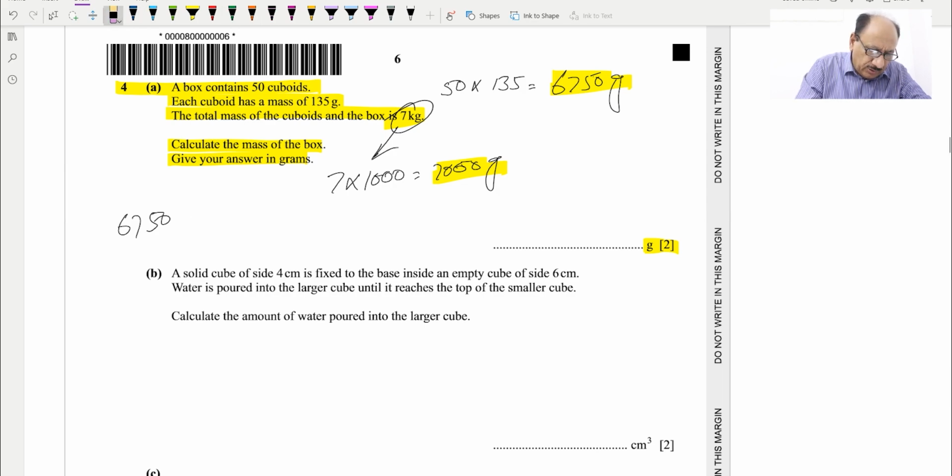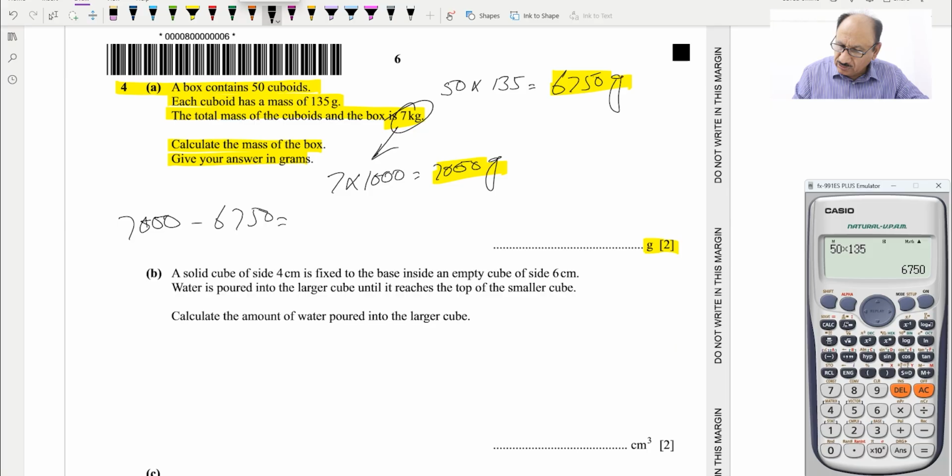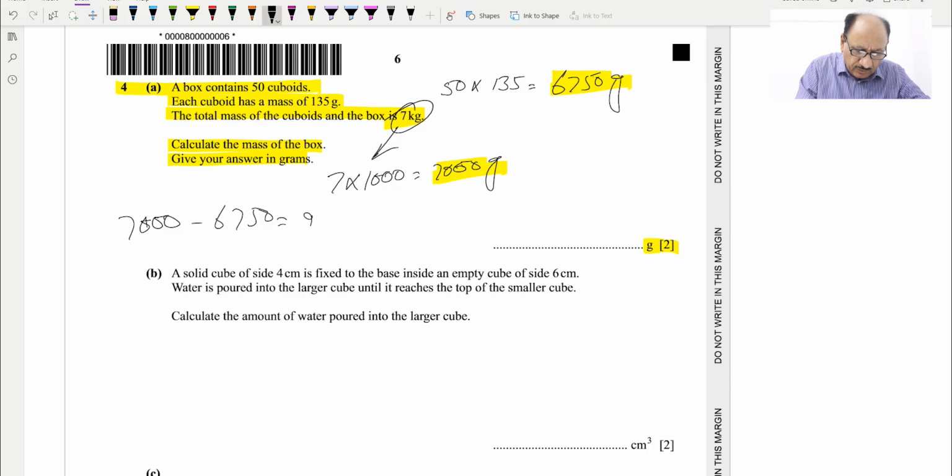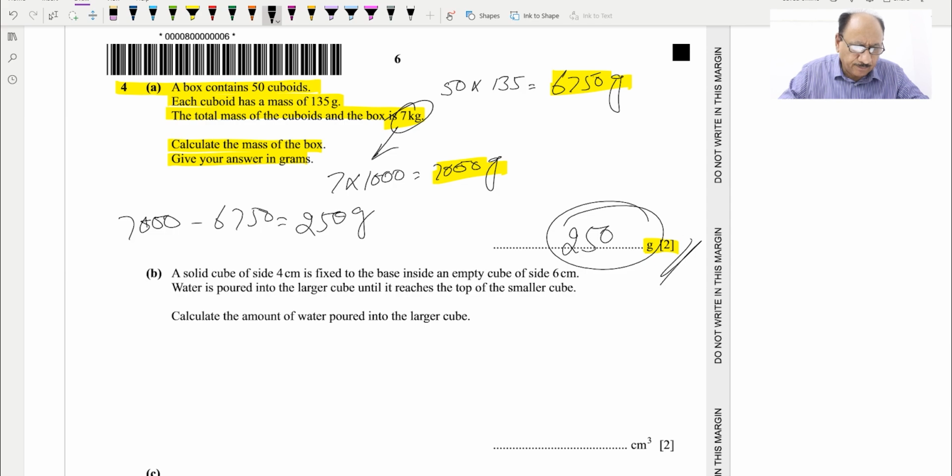Basically we need to subtract to check the empty box weight, so it will be 7000 minus 6750, and that will be the mass of the box. 7000 minus 6750 will give us 250. So 250 grams will be our answer for 2 marks.